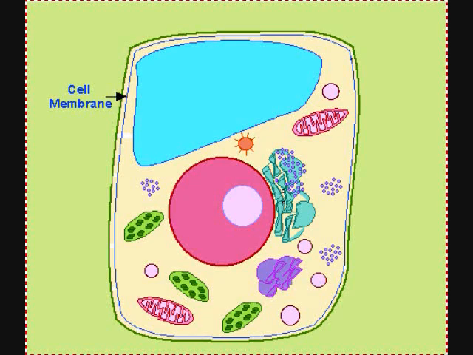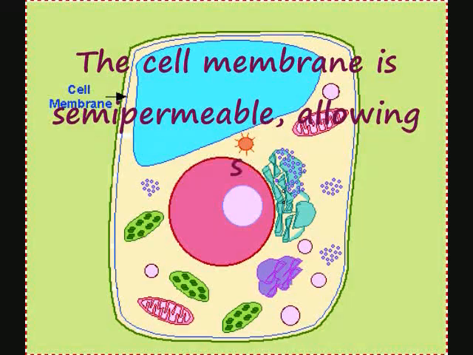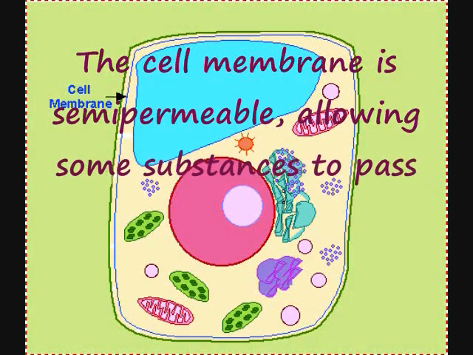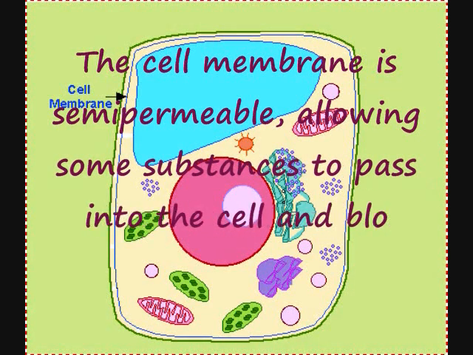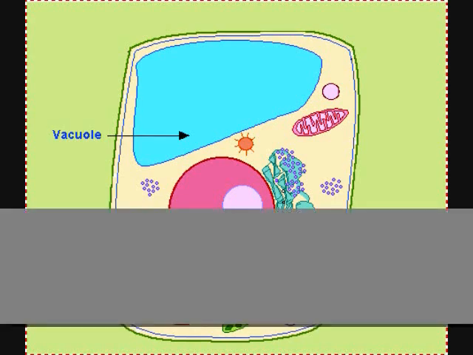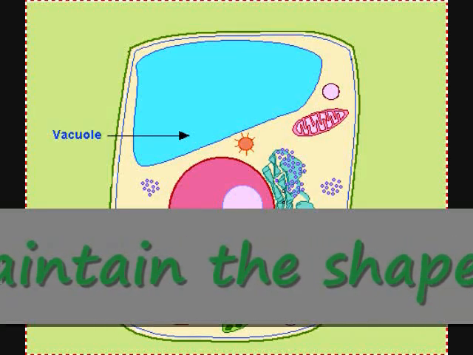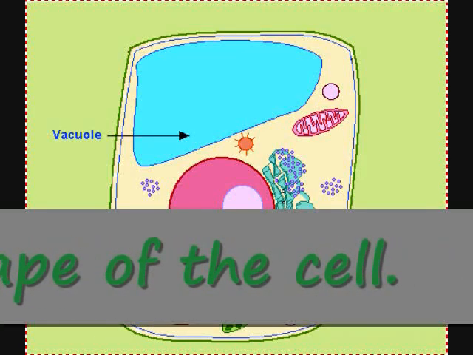Cell membrane, the thin layer of protein and fat that surrounds the cell wall. The cell membrane is semipermeable, allowing some substances to pass into the cell and blocking others. Vacuole, a large membrane-bound space within a plant cell that is filled with fluid. Most plant cells have a single vacuole that takes up much of the cell. It helps maintain the shape of the cell.